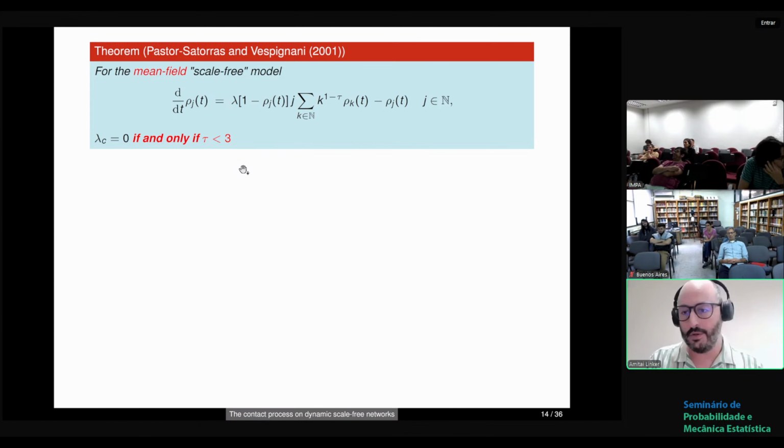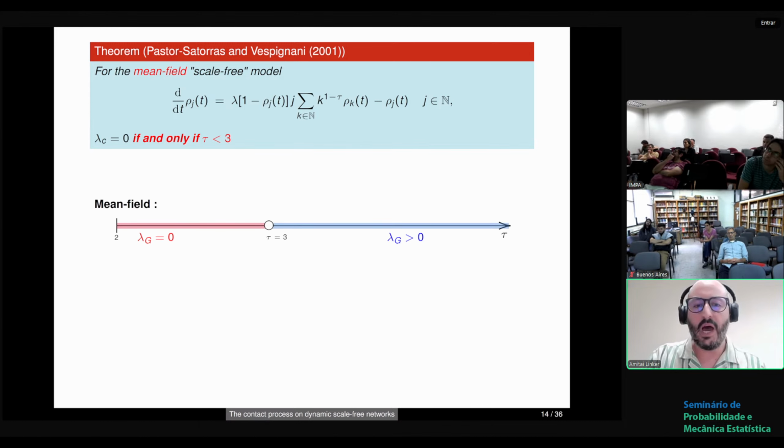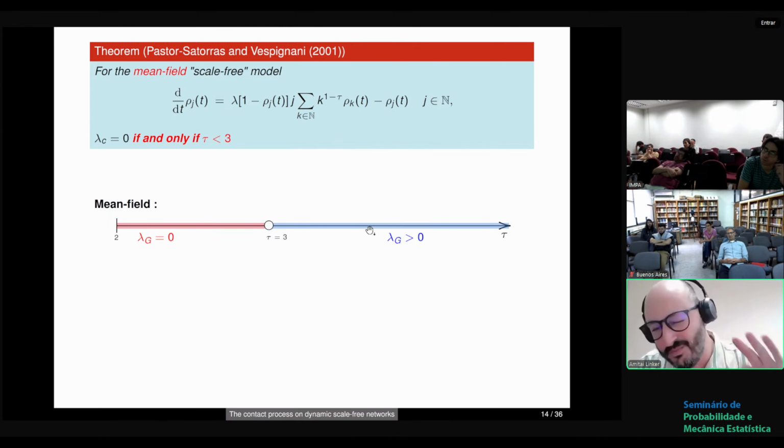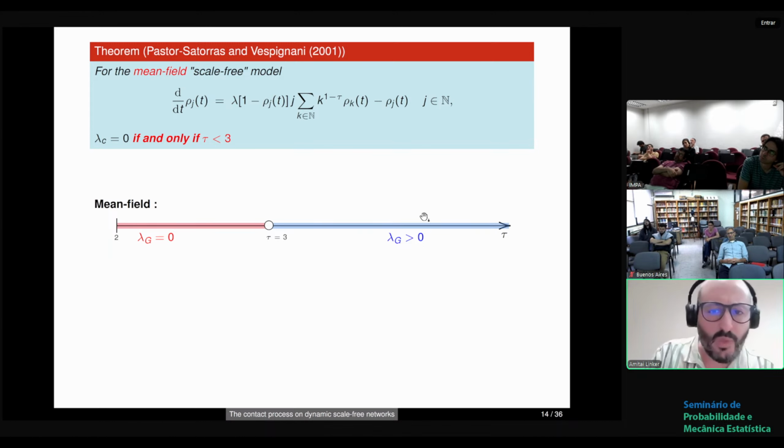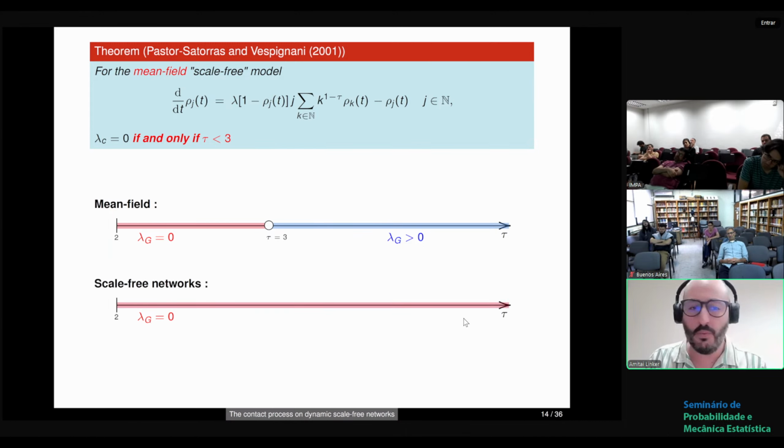Now, of course, this is curious, right? Because they found something like this. If you plot everything against tau, you have two regions. Before 3, you have this phenomenon in which lambda critical is equal to 0. And here it is larger than 0, meaning that if you select a sufficiently small infection rate, then you're going to see fast extinction. And this is in contrast with scale-free networks, in which you don't see a difference between regions.